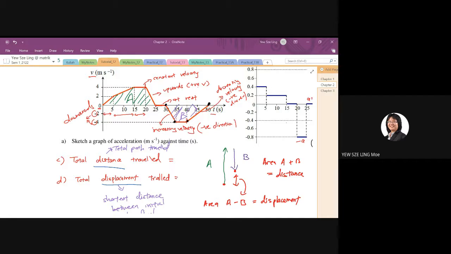So I think that marks the end of today's class. You calculate C and D by yourself. The reason why I added these two questions is because I want you to know the main difference between distance and displacement when it comes to graphs. Any more questions?